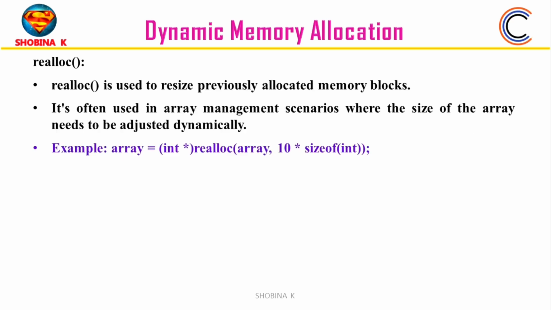And next we have realloc. It resizes previously allocated memory blocks. So it is commonly used in a scenario where the size of an array needs to be adjusted dynamically. And here is an example. This line of code modifies the memory block that array points to so that it is large enough to hold 10 integers. After this modification, now array points to the newly adjusted memory block.